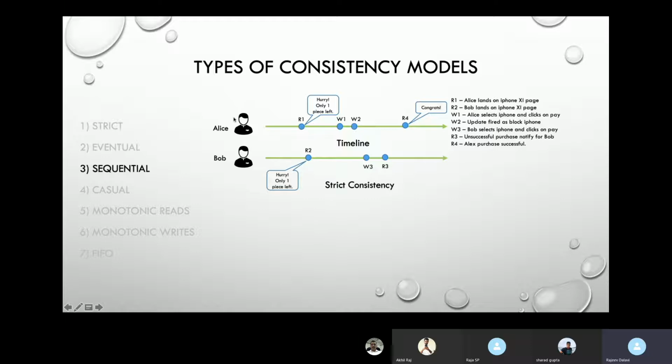So this is in case of strict consistency. First, Alice lands on the iPhone 11 page. This is the timeline. Alice is the first one to land on the iPhone 11 page, and we can see that she gets a notification saying, hurry, only one piece left. The next thing is Bob lands on the iPhone 11 page. Even he wants to buy an iPhone, and he lands on the same page, but only after Alice has logged into the website. Since the piece has not yet been sold, even Bob sees the same message, hurry, only one piece left, right? Next, Alice selects the iPhone and clicks on pay.